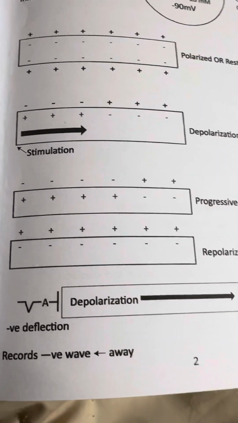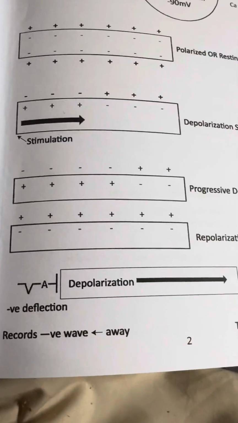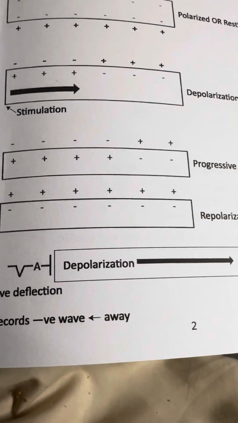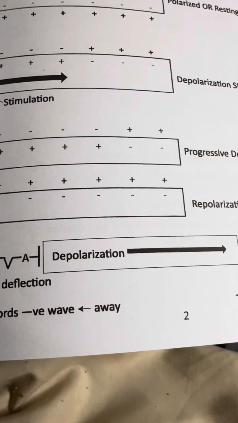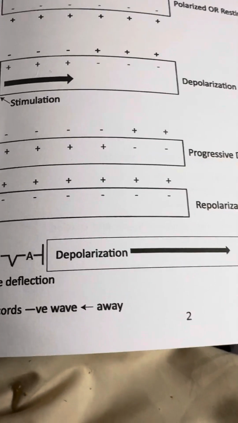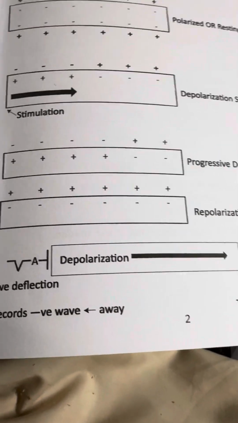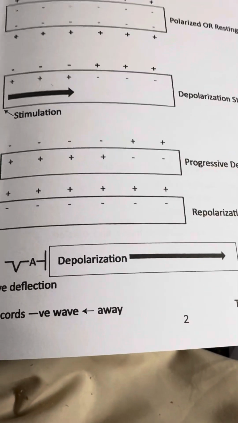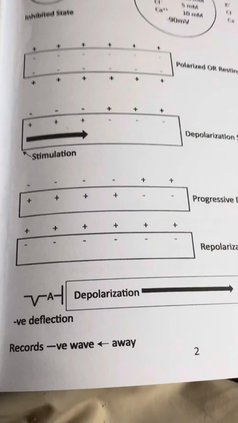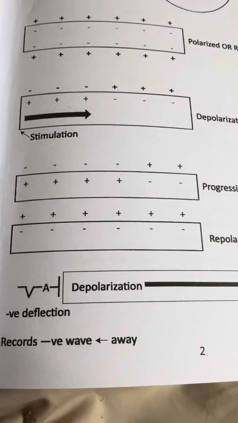The place where we stimulate, the charges become opposite. That is, inside it will become positive, outside it will be negative. So this is known as depolarization. Outside, just the opposite of normal. Normal is positive outside, negative inside. When we stimulate, inside becomes positive, outside is negative. So this is depolarized.